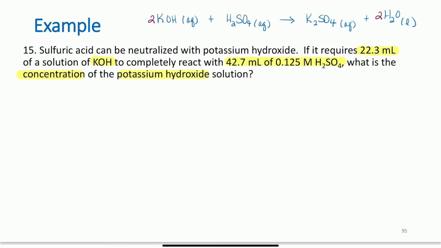So it takes 2 moles of potassium hydroxide to completely neutralize that sulfuric acid. I'm trying to find the concentration of the potassium hydroxide. I know concentration would be number of moles of KOH to number of liters of KOH solution. I know that I'm using a 0.125 molar sulfuric acid solution, and I was able to neutralize 42.7 milliliters, which is the same as 0.0427 liters. I also know it took 22.3 milliliters, which is the same as 0.0223 liters of my KOH solution.